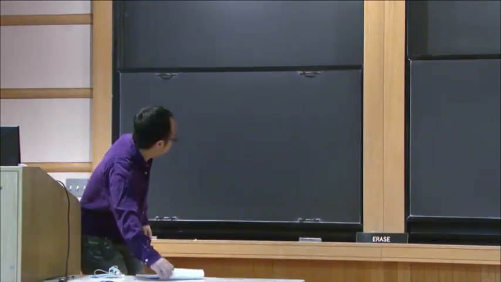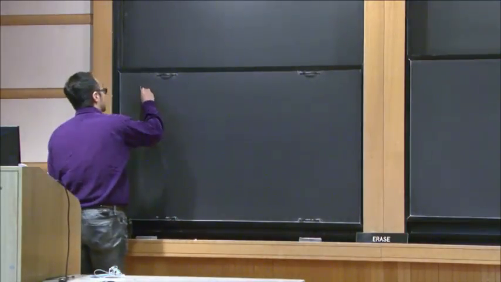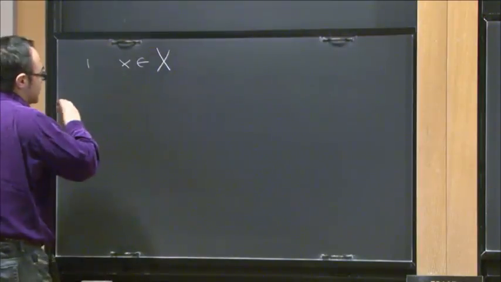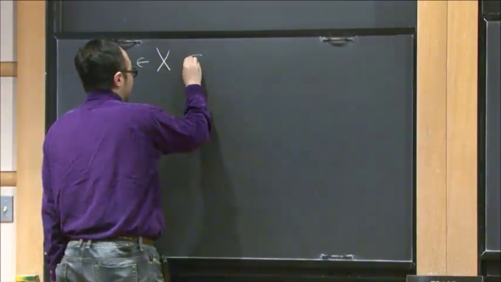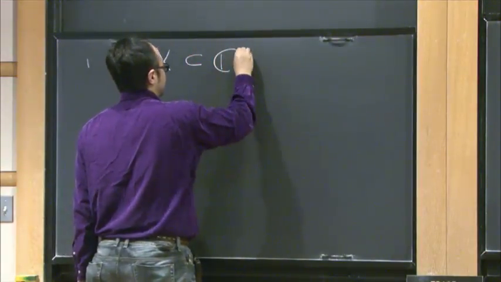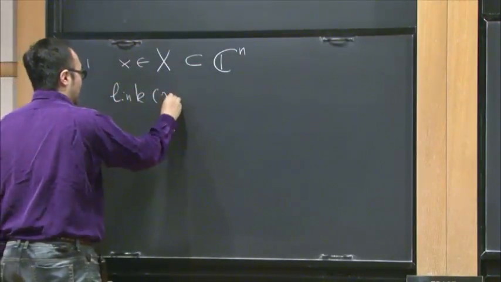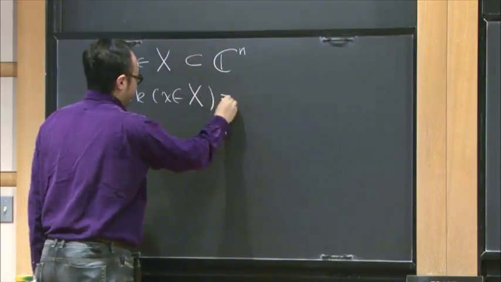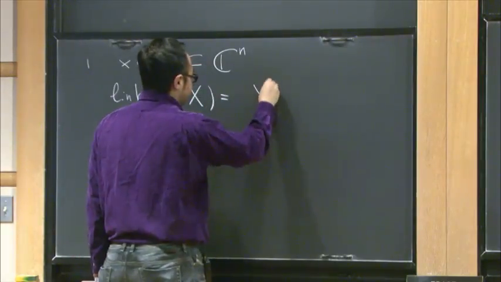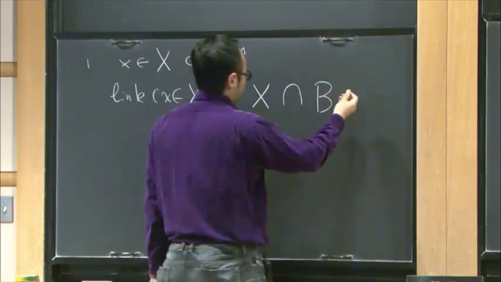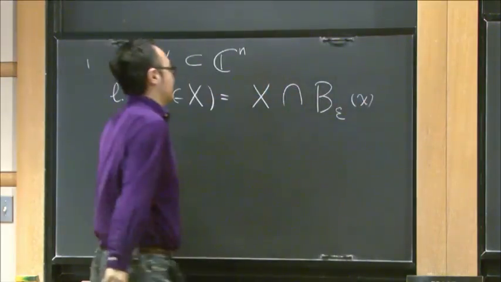So first, let me start with a definition. Let me start with the singularity. It's a local picture, and then I put my variety in some C^n. Then I define the link of this point to be just the intersection of X with a small ball which is centered on x.